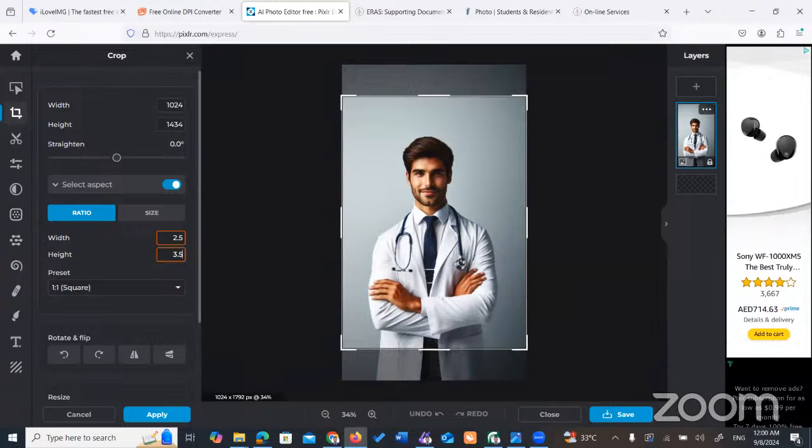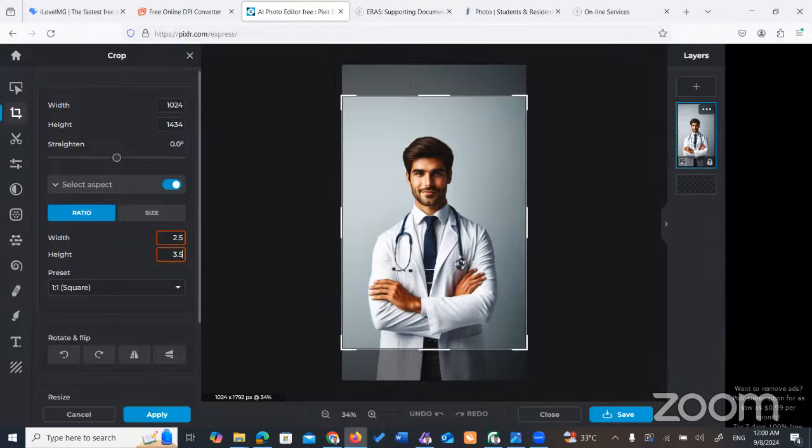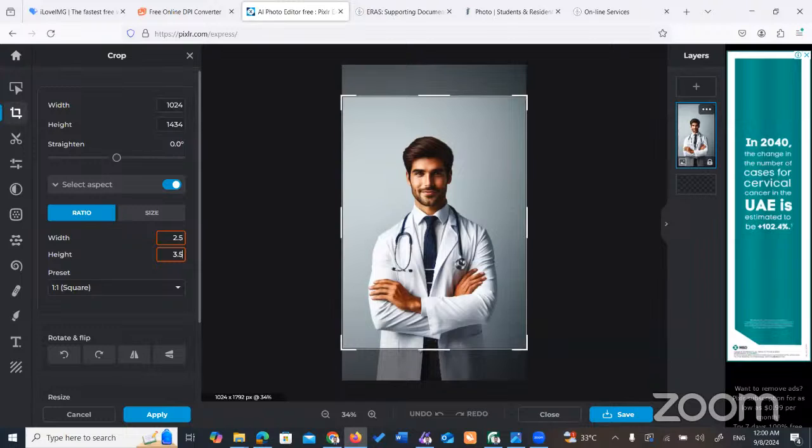And these 2.5 times 3.5 are also equivalent to the DPI, which is actually 2.5 inches. When you multiply it by 150, it gives you the actual dimension at DPI 150, which will be equal to 375 times 525. We will do this now.